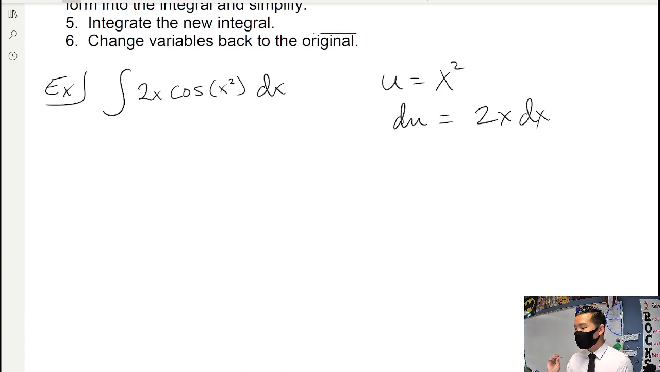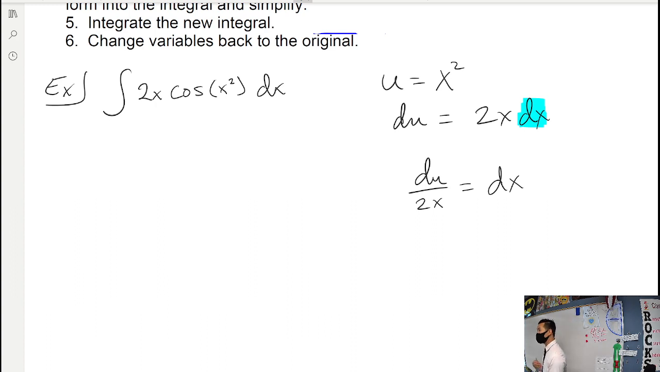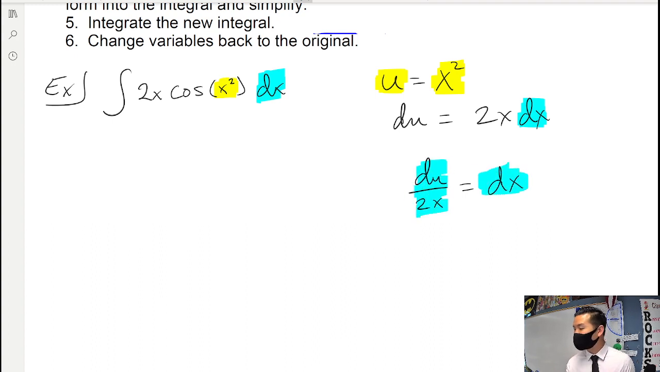Now, how does u substitution work? Once you get to here, you want to solve for dx and get dx by itself. Meaning, I need to get rid of the 2x. So this is going to become du over 2x is equal to dx. Notice now, this is where I can start substituting. This is called the u substitution method because you just start substituting stuff out. So check this out. What's x squared equal to? u. So instead of writing x squared, I can just write the letter u in there. Instead of dx, I can write du over 2x. I can replace those two things.